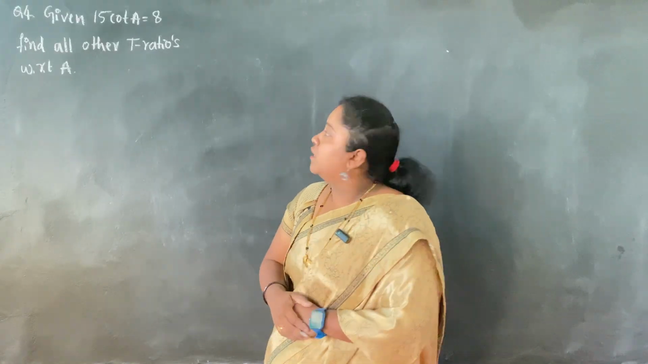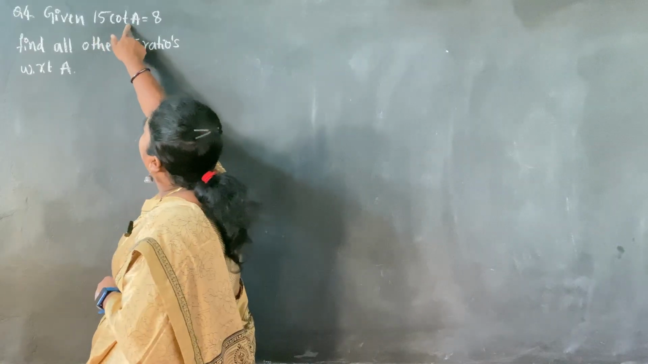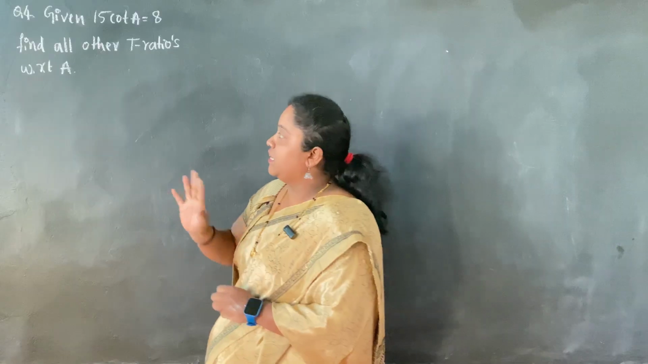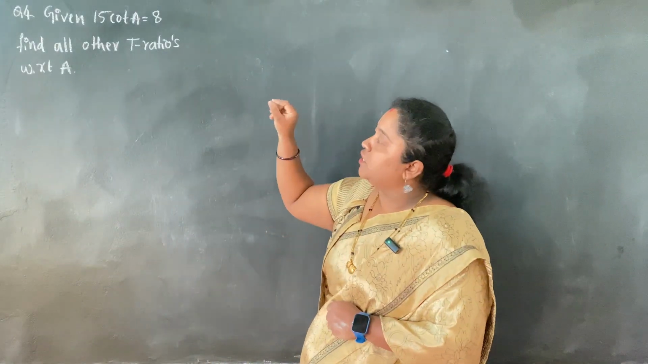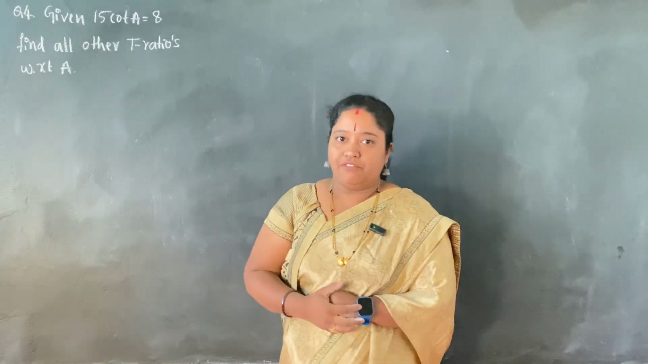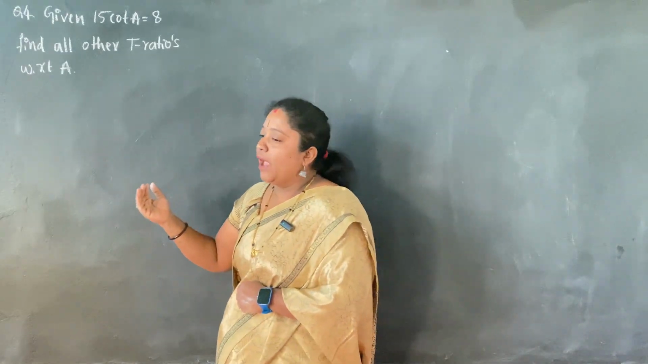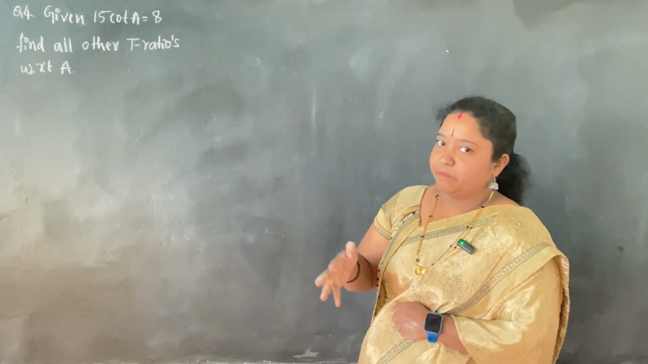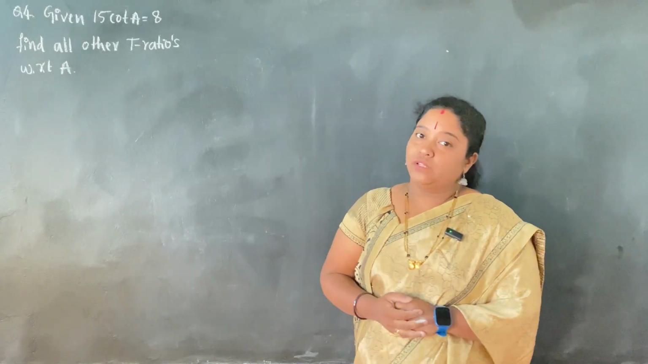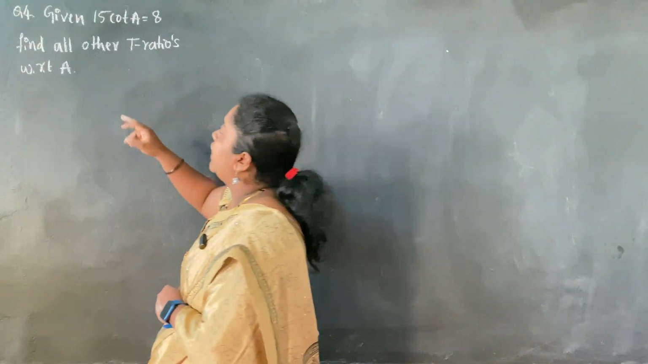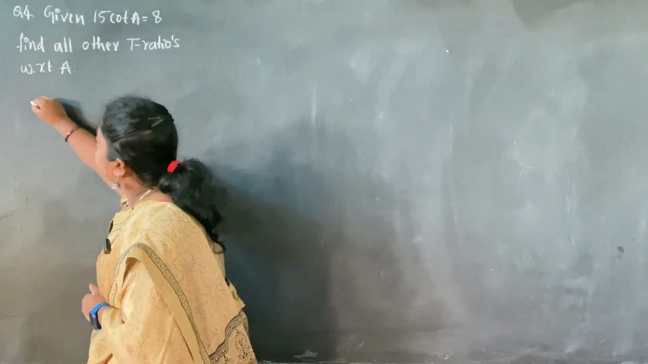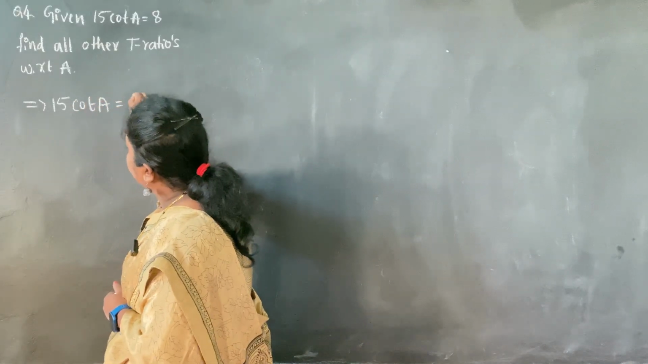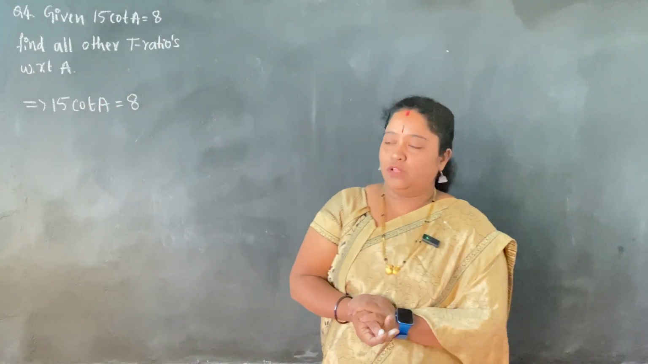Fourth question. Given that 15 cot A is equal to 8, find all other trigonometric ratios with respect to angle A. The question's pattern is again a little different. In the previous question you saw that sine A equals 3 by 4. The ratio was given with respect to sine A. But now they have not provided the ratio directly. What has been provided? See here, I'll rearrange it. The given information is 15 cot A is equal to 8. This is how they have given you the question.